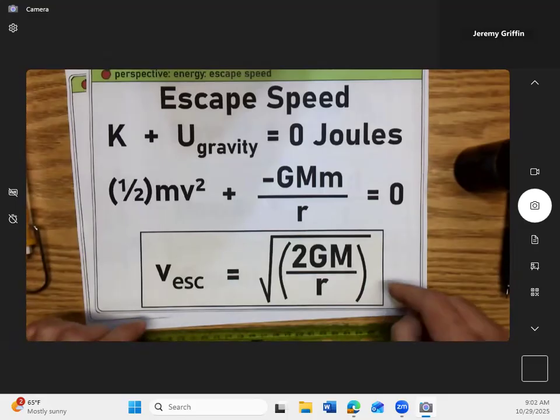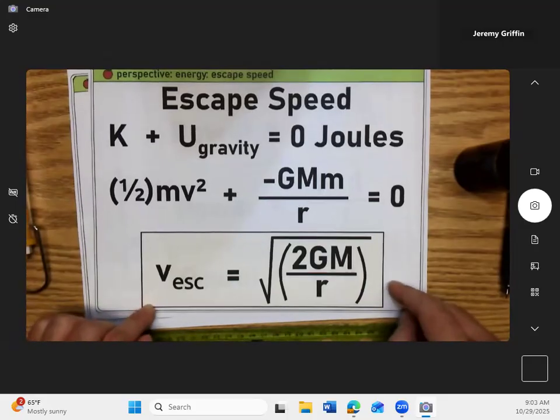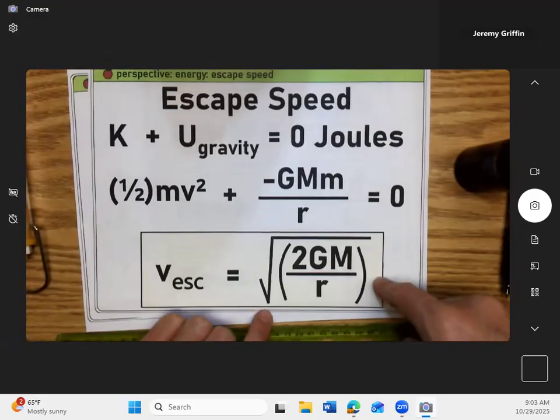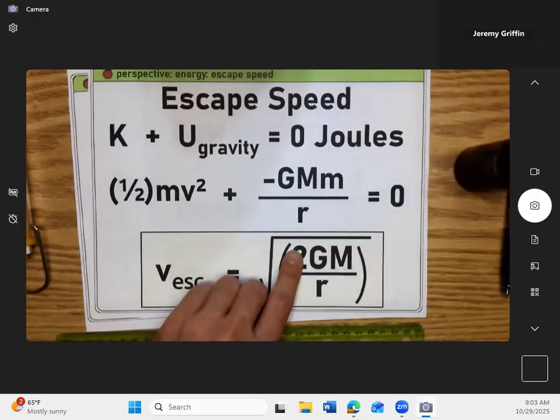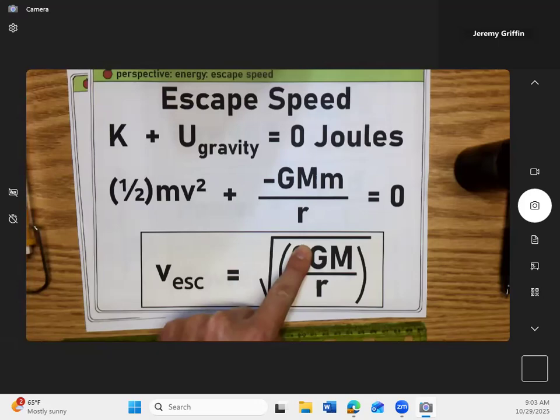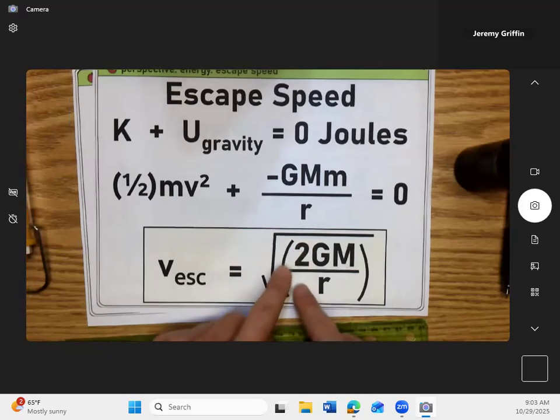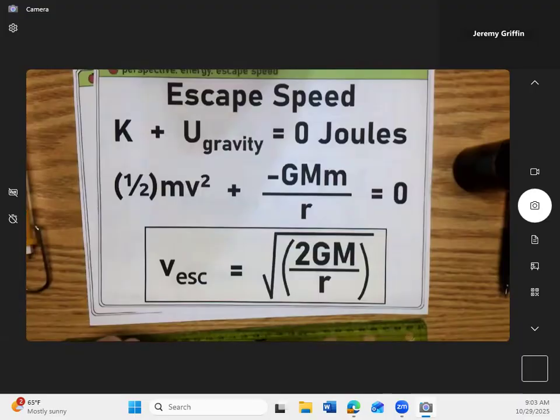Right. And you guys see this in terms of format, looks a lot like orbital speed, doesn't it? Guys, what's the difference between this and orbital speed? Just get rid of this 2 here, right? Hey, that might be a nice shortcut. If you know what orbital speed is, can you just multiply by the square root of 2? And now that tells you how fast you have to go to escape.